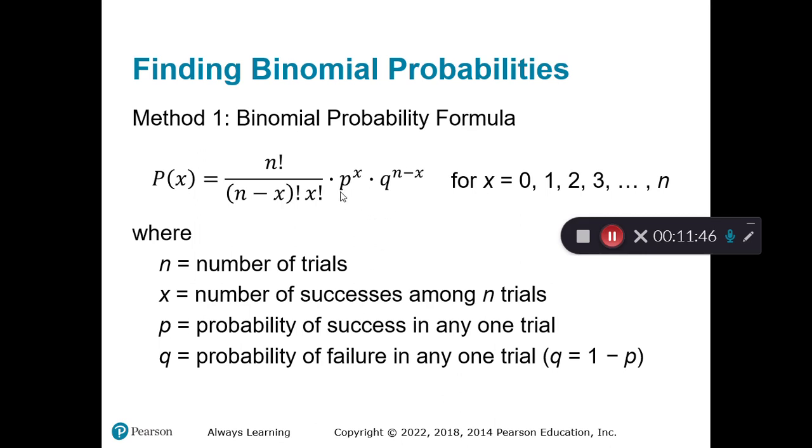The other thing I want to point out here is that these two powers should make sense. If we have x successes, then we are multiplying the probability of success by itself a total of x times. And if all the other trials resulted in failures, meaning the remaining n minus x trials were failures, then it would make sense that we would have the probability of a failure repeated as a factor that many times.